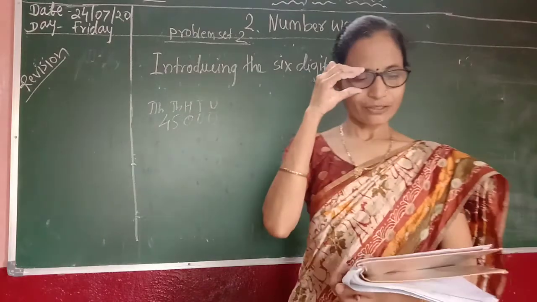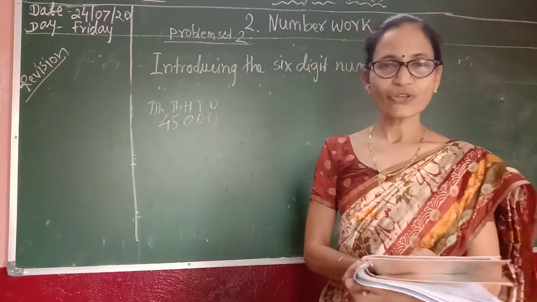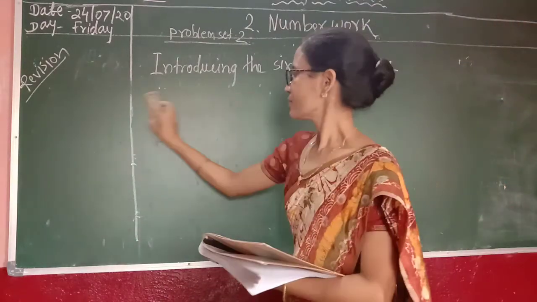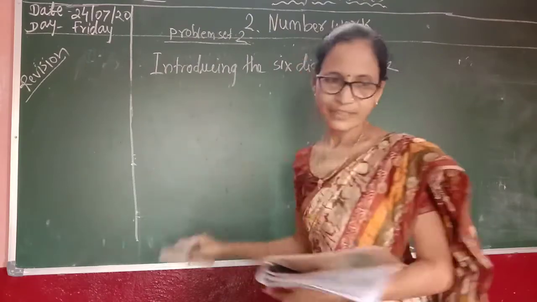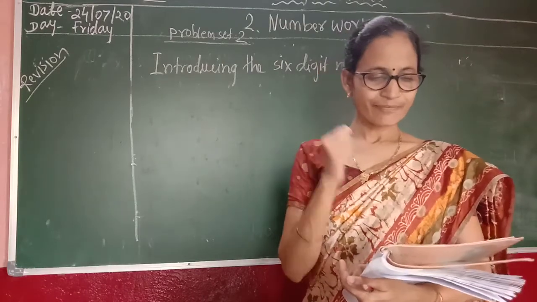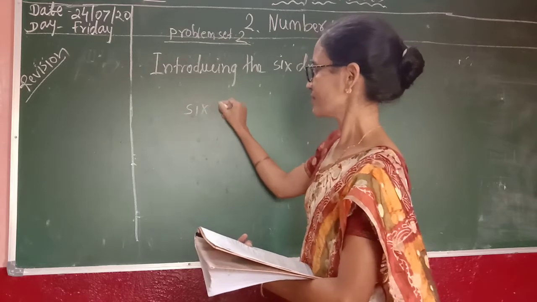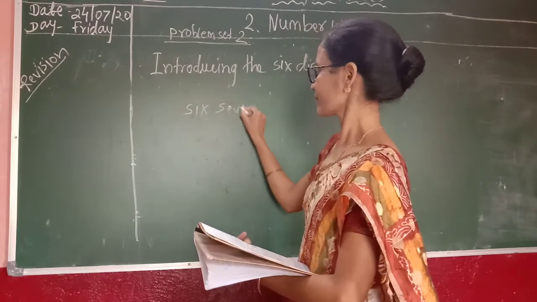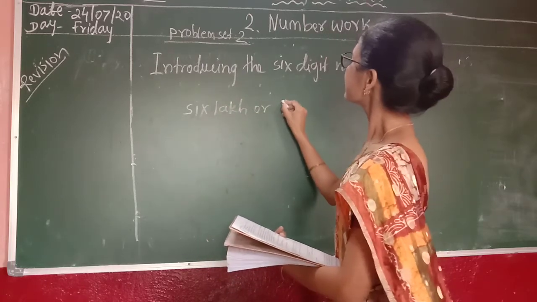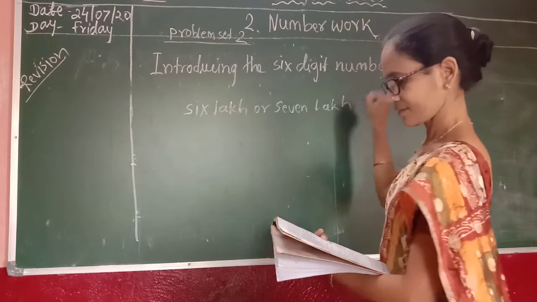For example, you know the example. So what is the cost or the price of a 4-wheeler? Do you know? Anybody has an idea? What is the price of a 4-wheeler? It may be 6 lakh or 7 lakh. 6 lakh or 7 lakh. Okay. So what is the lakh?